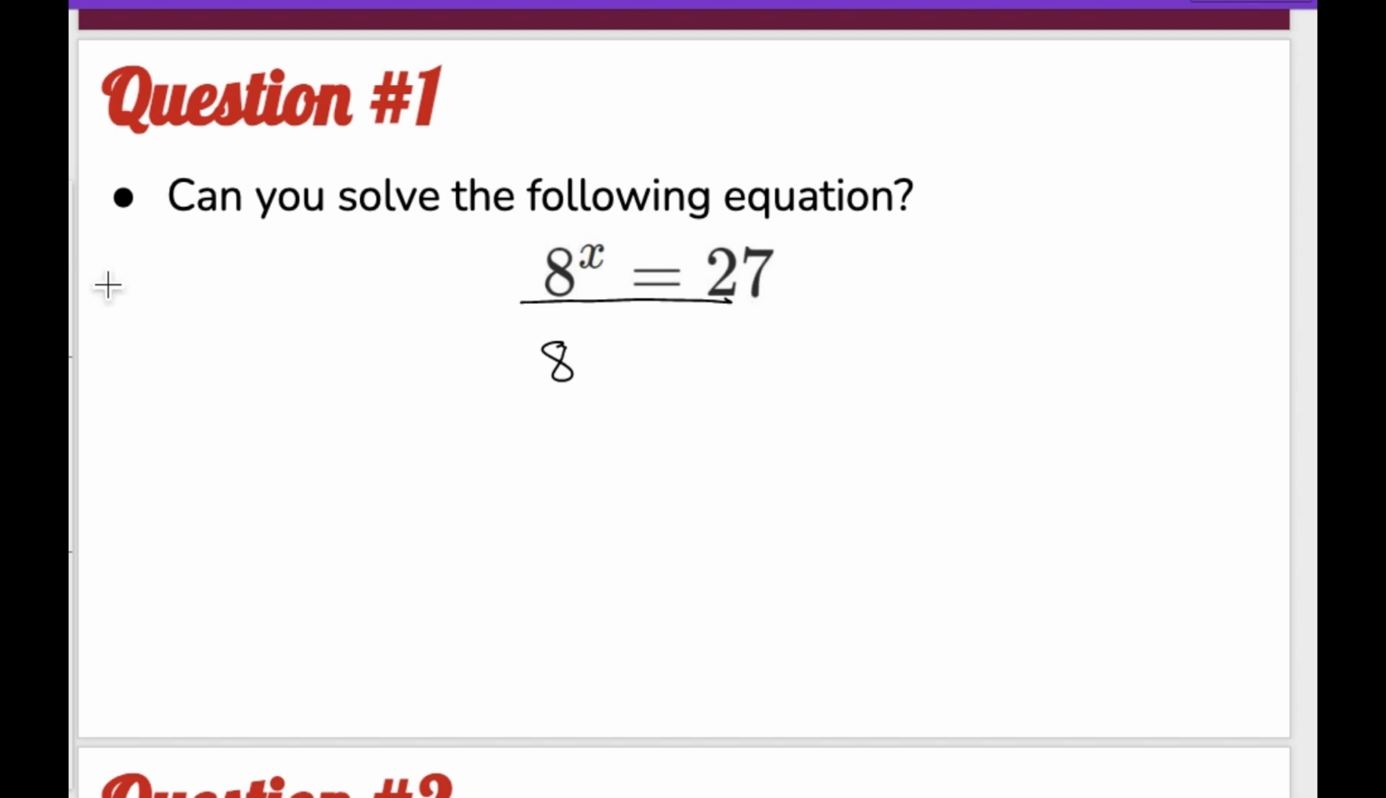But if you check this equation here, you will notice 8, I can write as 2 to the third, and 27 I can write as 3 to the third, but no matter what we try, there's just no way we can change both sides of the equation to the same base. Then how do we solve this equation? So that's why log comes out. So next question.